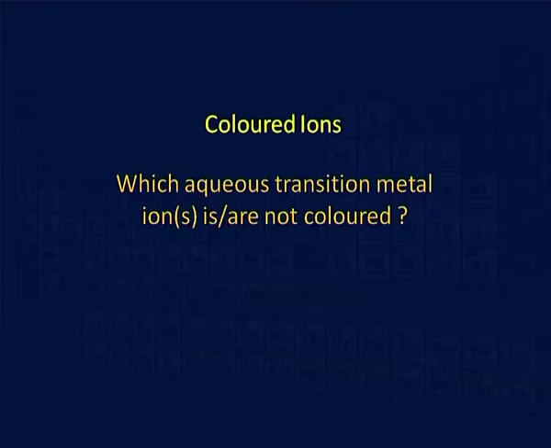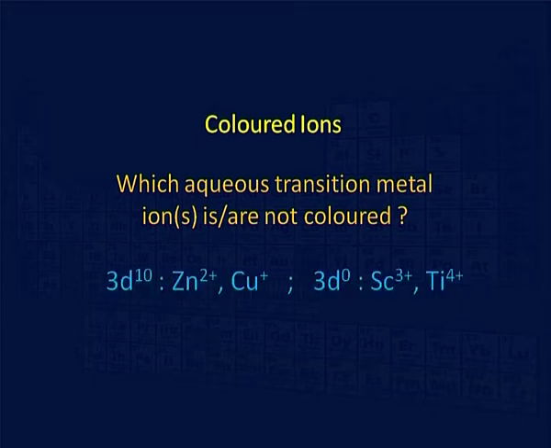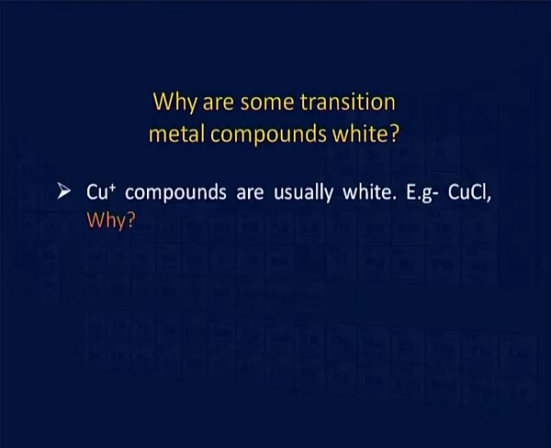In the beginning, let us start with one question: which aqueous transition metal ion is or are not colored? So, we have zinc 2 plus, Cu plus 1, scandium 3 plus and titanium 4 plus. What do you think? Either all of them are colored or colorless? One more question to you: why are some of the transition metal compounds white?